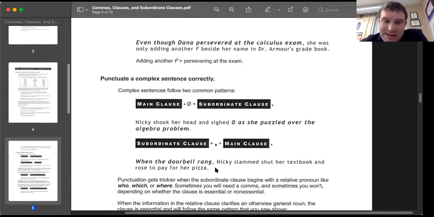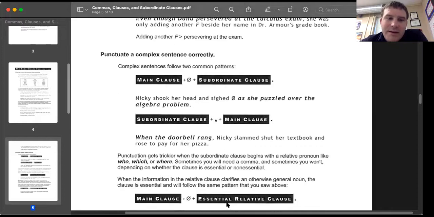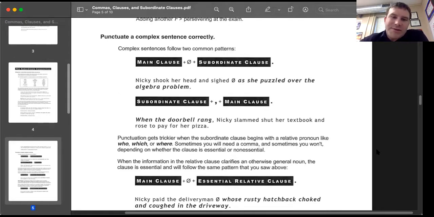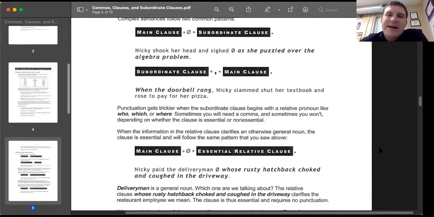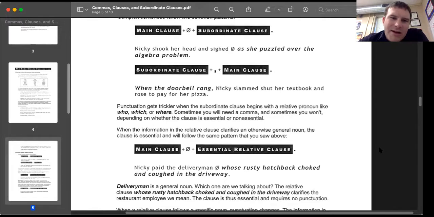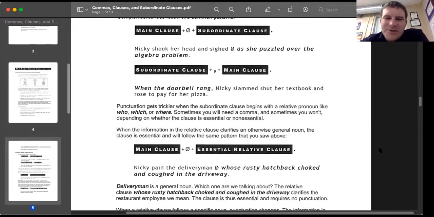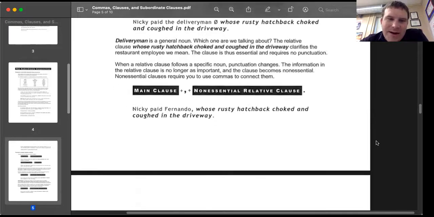That's all you really need to wrap your head around. This is where the comma is the biggest play. Punctuation gets trickier when subordinate clauses begin with relative pronouns like who, what, which, or where. Sometimes you will need a comma. Sometimes you won't, depending on whether the clause is essential or non-essential, but we're not going to get into that.